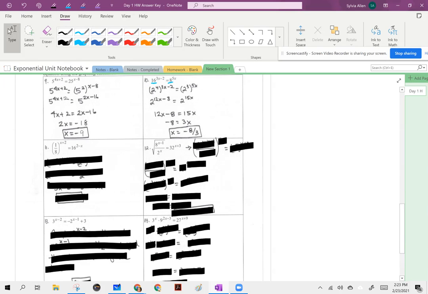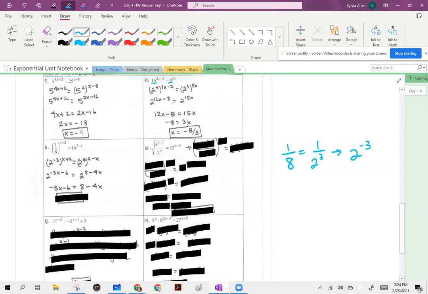Number 11, again, we need to do a base of 2. When you have a fraction, it's like 1 over 2 cubed, so that becomes 2 to the negative 3. Distribute, get those bases to be the same, set those exponents equal to each other, and solve.